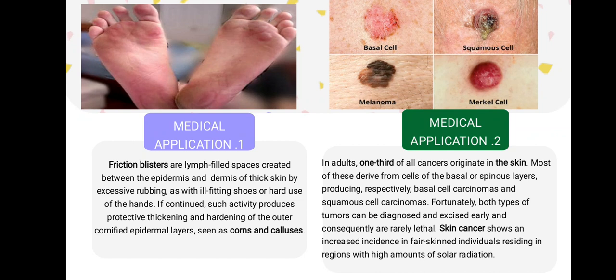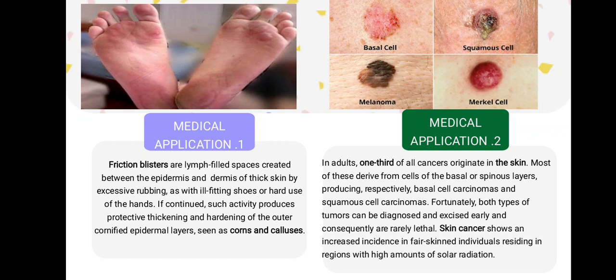First, we have the medical applications, the friction blisters. We are all familiar that there are medical applications with skin that might affect or might present a disease or medical importance. First is the friction blisters.